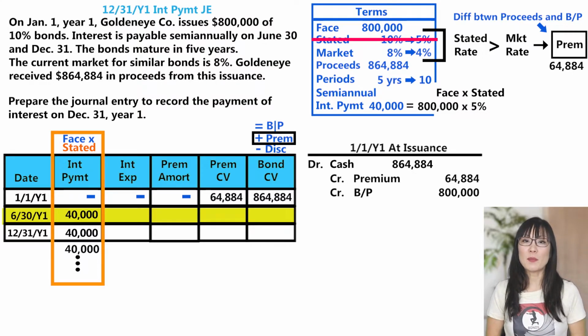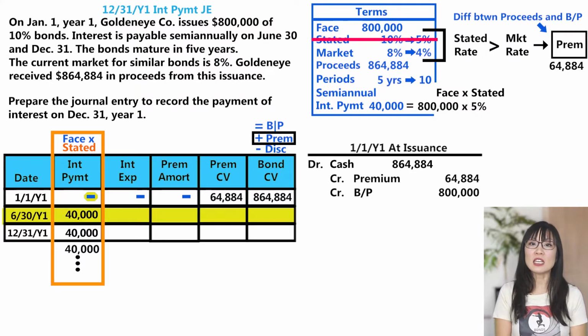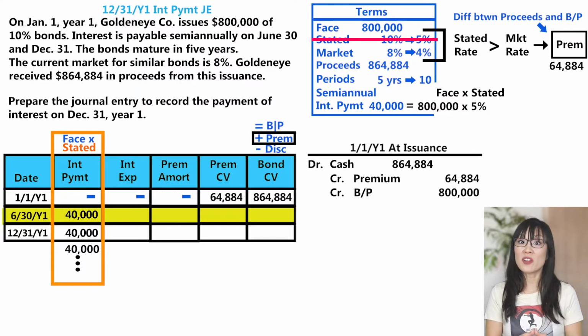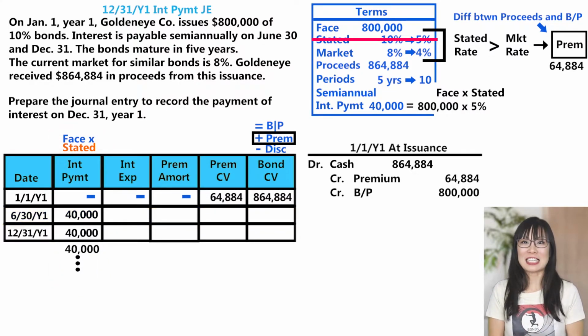Just be careful not to put the payment in on the first line, because on the date of issuance, no time has passed, so there is no interest payment yet. Next, interest expense. Put stars on this column. This is the most important column in the chart.